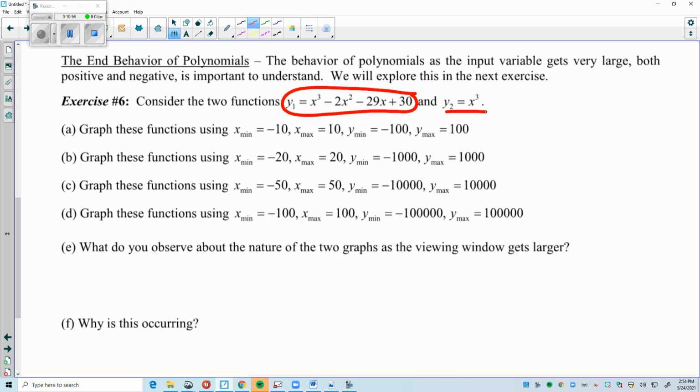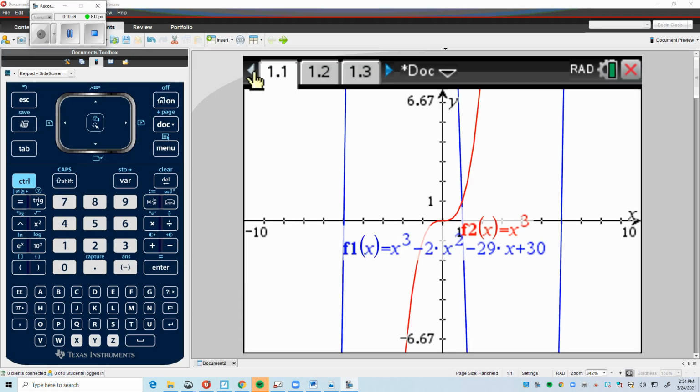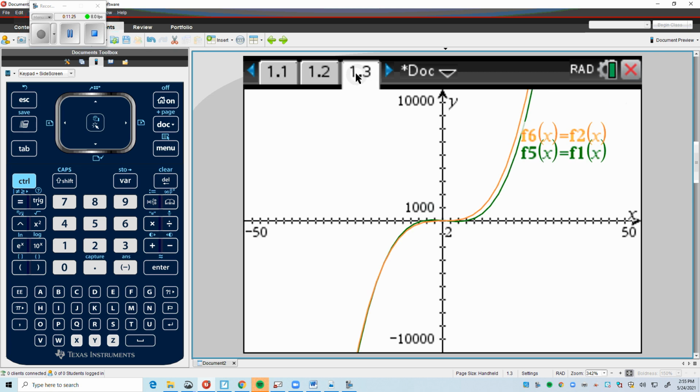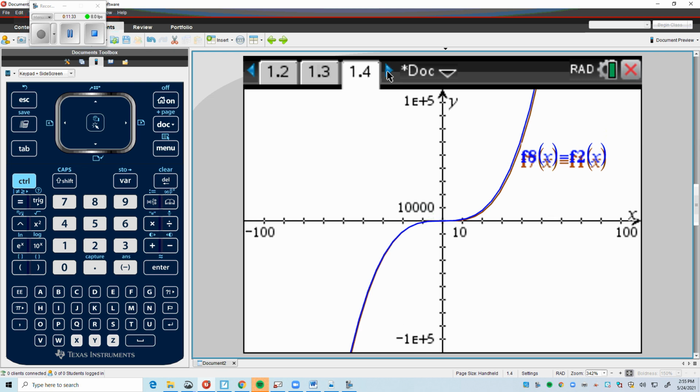We're going to start off with a basic graph. And here's our basic graph. I have x cubed in red and x cubed minus 2x squared minus 29x plus 30 in blue. That's our original window. Now making my window bigger, in other words zooming out, notice what happens. They're both cubic graphs, it's just that the first one had a whole bunch of extra stuff going on. But once I make my window bigger, they start to look alike. If I extend it out more, the larger my window, the more similar they get. And even more, same deal. The larger the window, the more similar they get.